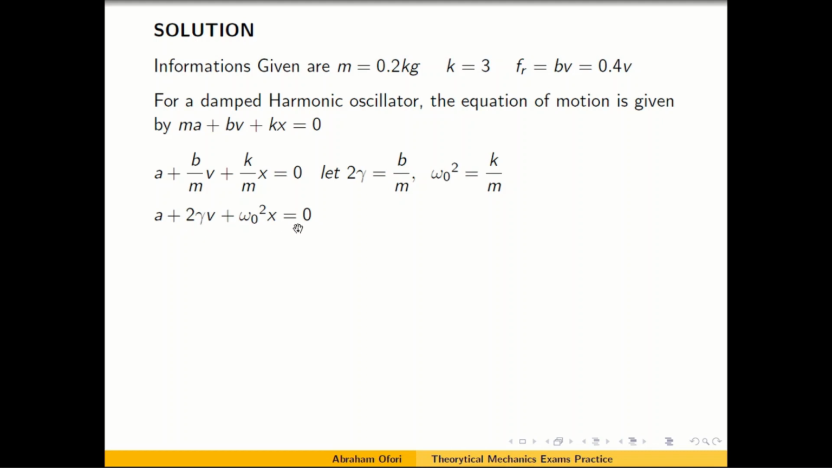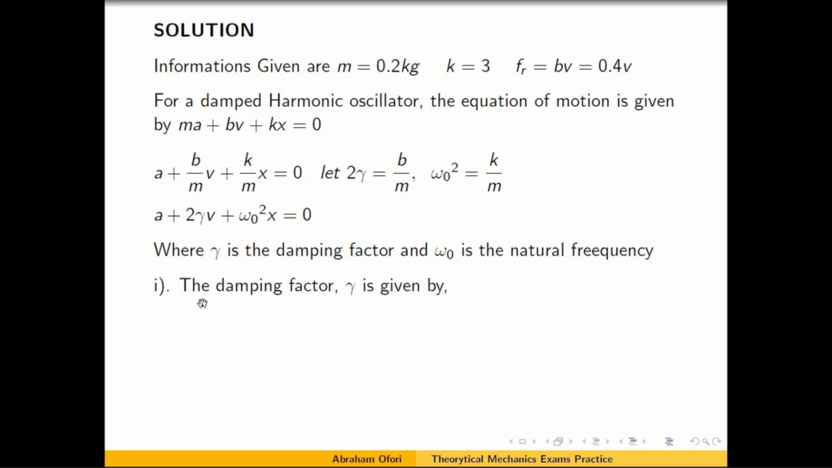Now the gamma here that you are seeing is the damping factor and the omega naught is the natural frequency of the oscillator. Okay, so let's start with our problem. Now the damping factor gamma is given by what? We substituted 2 gamma to be B over M into this equation. And so we just write that equation. 2 gamma equals B over M. We know our B, comparing this and this, we know B to be 0.4.